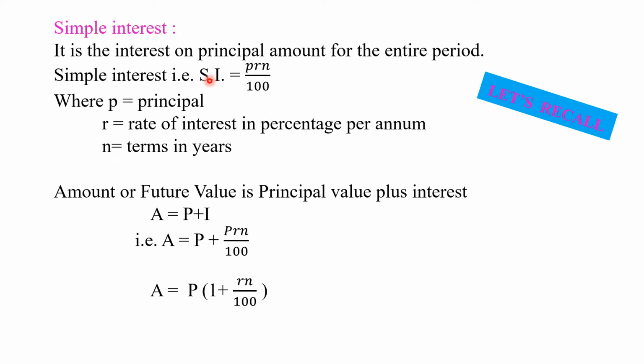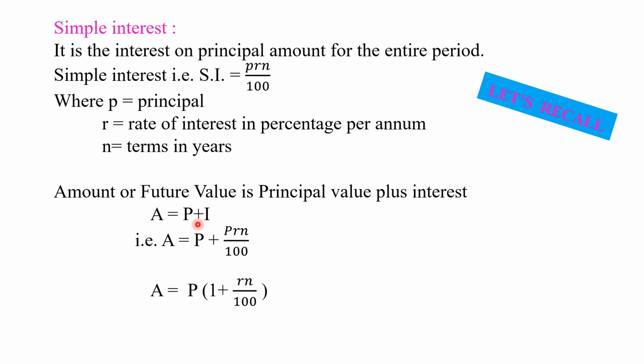S.I., that is simple interest, is equal to PRN divided by 100, where P is equal to principal, R is equal to rate of interest in percentage per annum, N is equal to number of terms in years. Another formula, amount: A is equal to P plus PRN divided by 100, where PRN divided by 100 is the formula of simple interest.